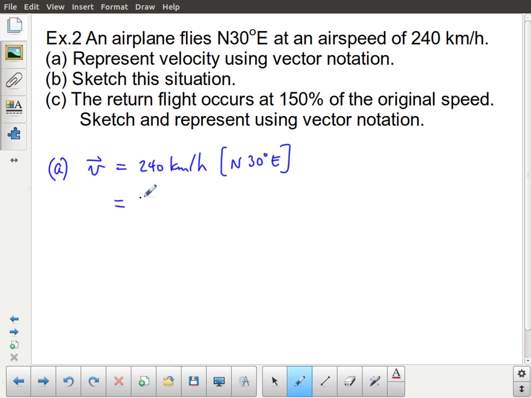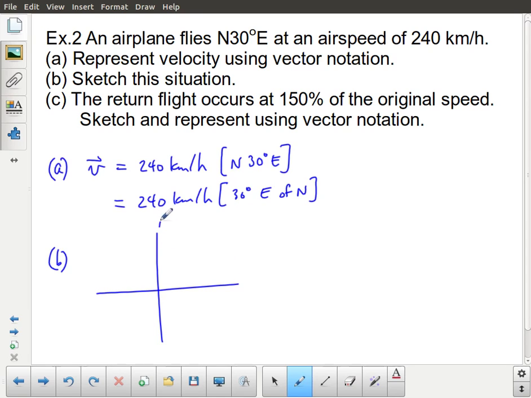You will sometimes see this written this way: 30 degrees east of north. Those are equivalent to each other. Sketch this situation. So to sketch this situation, I'm just going to put on north, east, south, and west. And the airplane flies north. So we start north and then we turn 30 degrees.